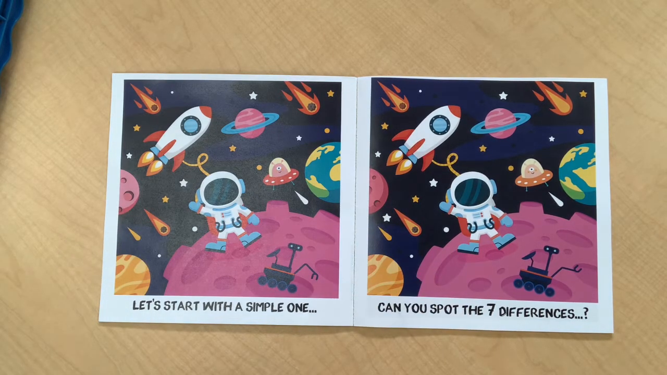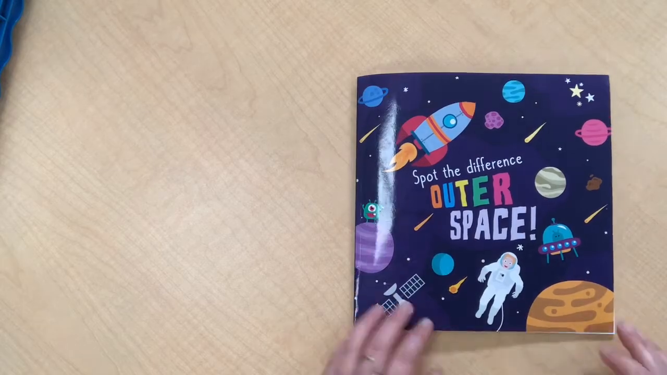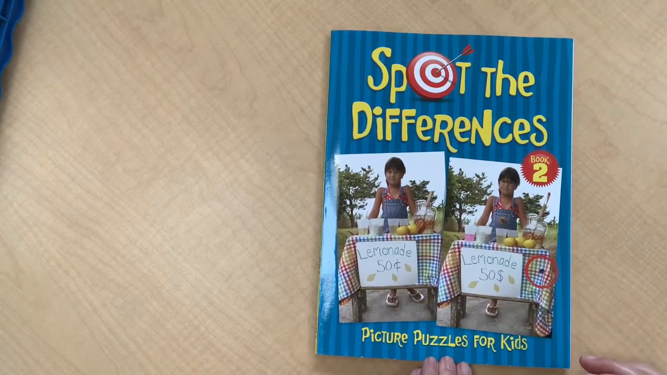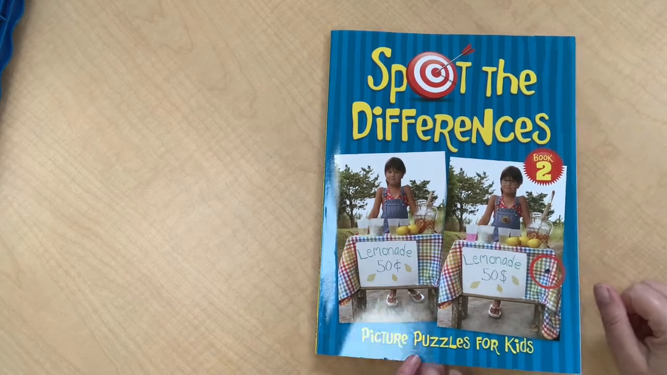Can you find any other differences? I think we got all 7 actually. So that's kind of neat. That's in this one, Spot the Differences, Outer Space. This one's called Spot the Differences, and it's book 2, because there's 2 of these books.